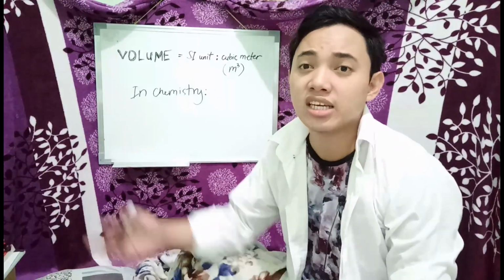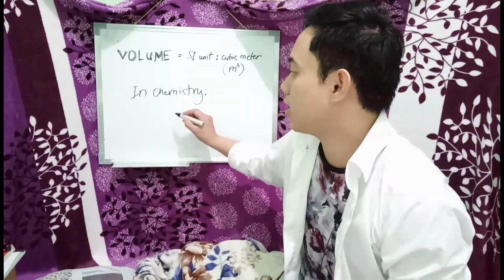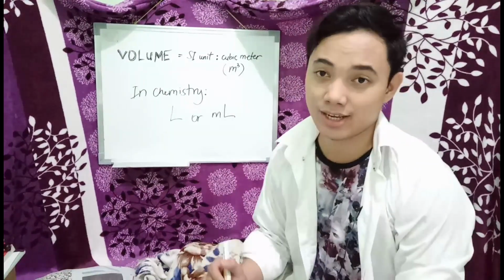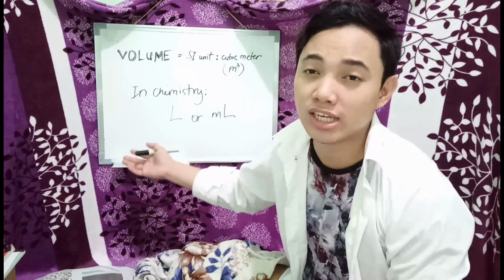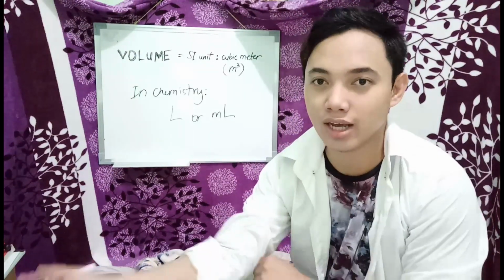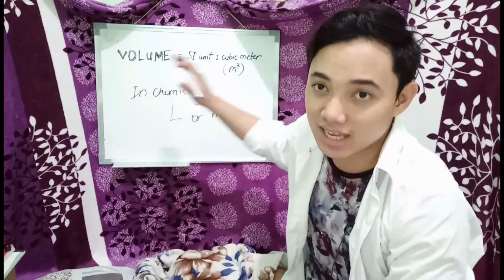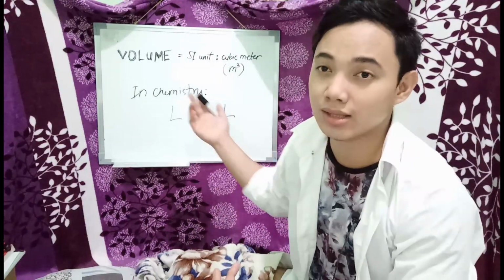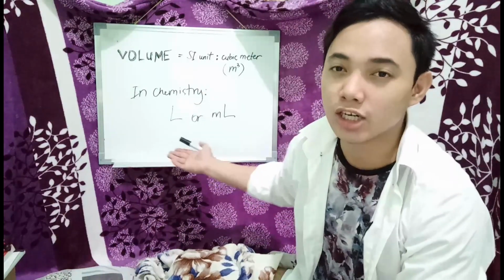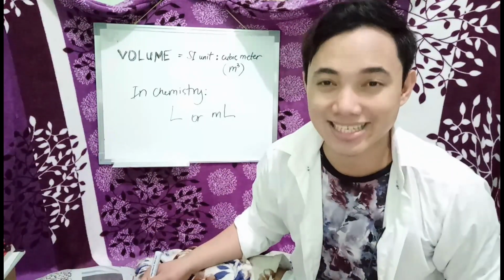So, in chemistry, we often use liter or ml. Usually, ito yung ginagamit yung liter or milliliter. Yung ginagamit natin when it comes to volume. So, but the SI unit or International System of Units for volume is cubic meter talaga. Pero in chemistry, we use liter or ml. So, proceed tayo sa example.